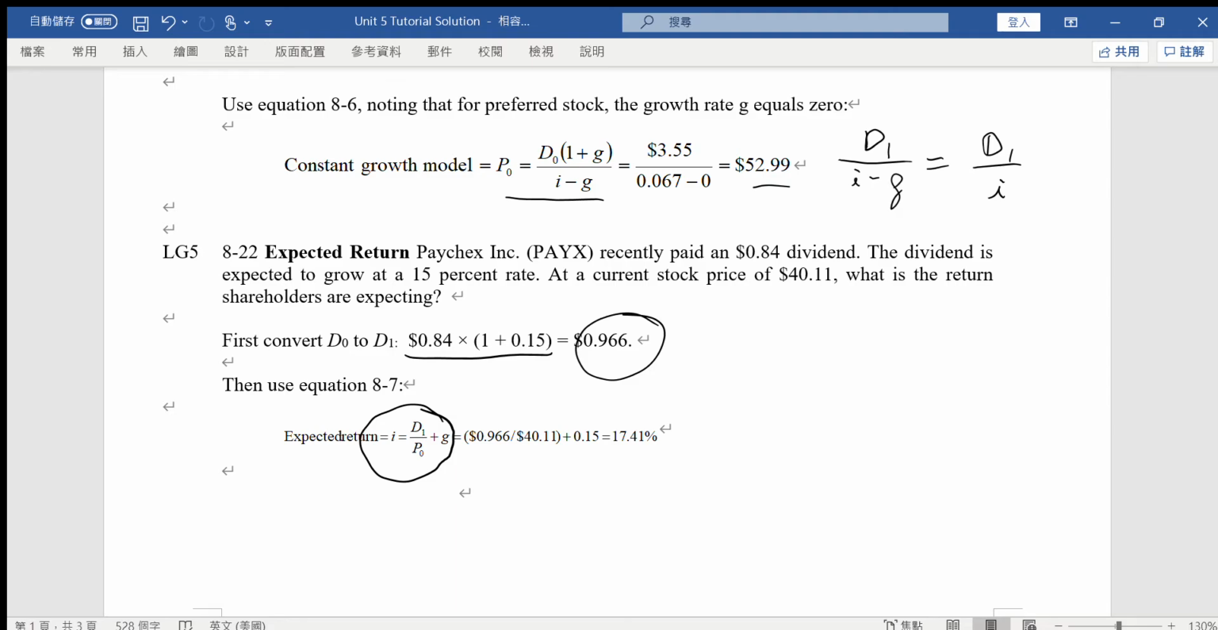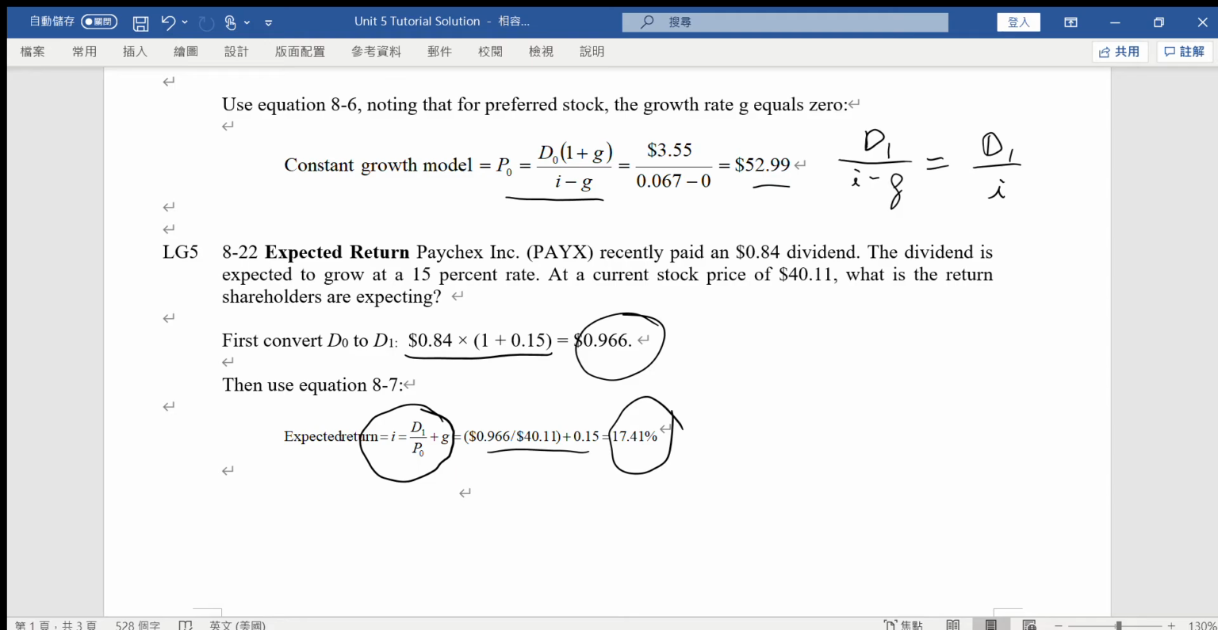Okay, and then the growth rate, that is 15%, right? That's why the overall total expected return of the shareholder of this share is 17.41%. That is the expectation.